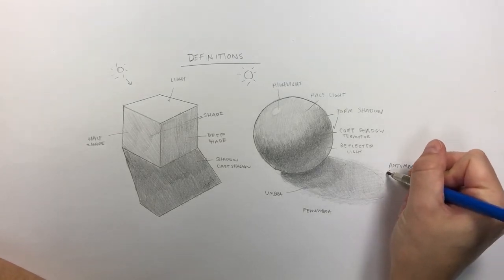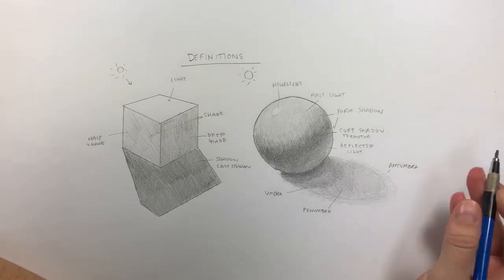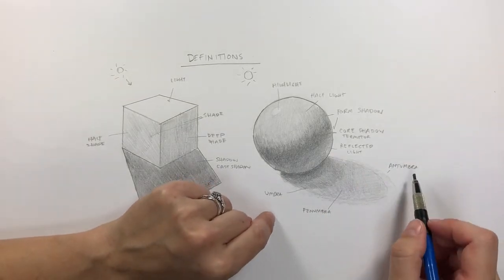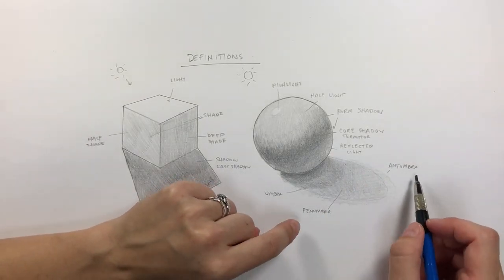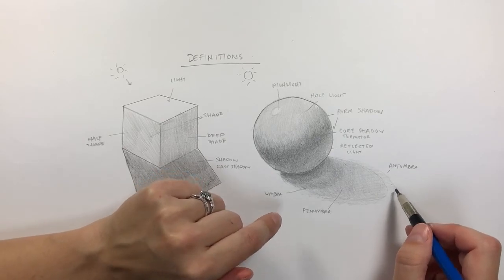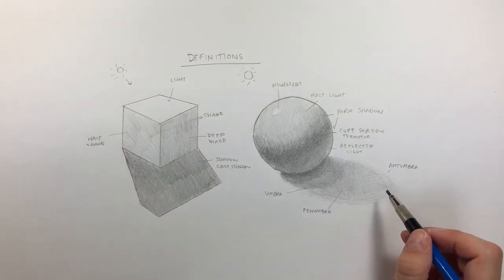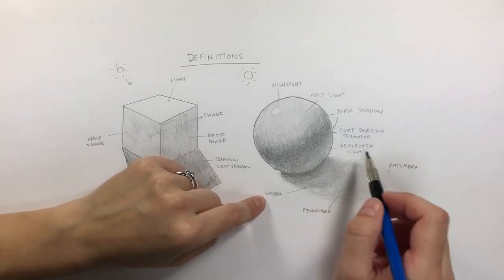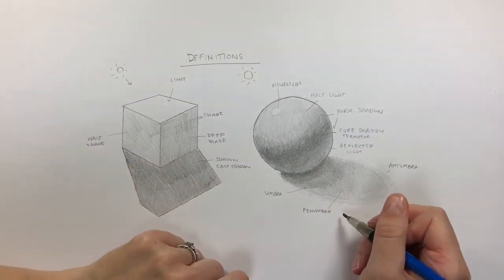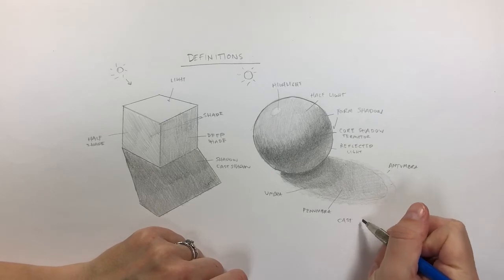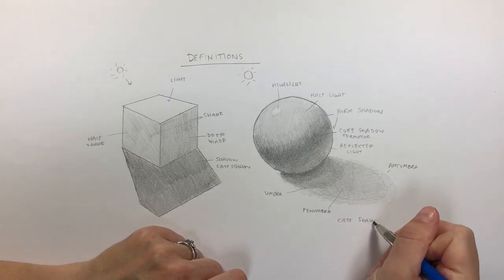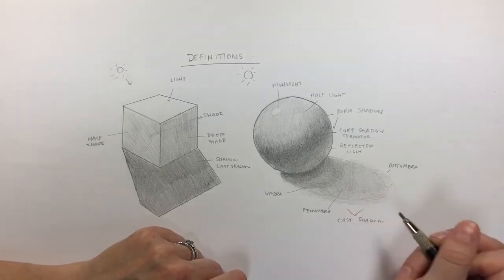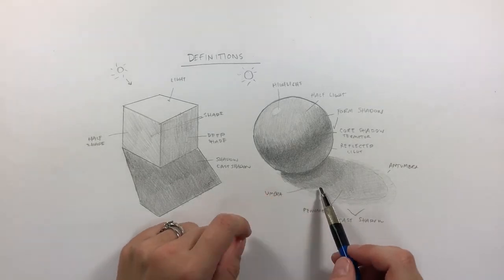Now, let's put lines here. These names are really not important. You will almost never hear these three terms referred to, but just for your peace of mind, that's what they are called. And the three of them together, this whole thing, is called our cast shadow. So I'll just write that in. That's the whole thing.